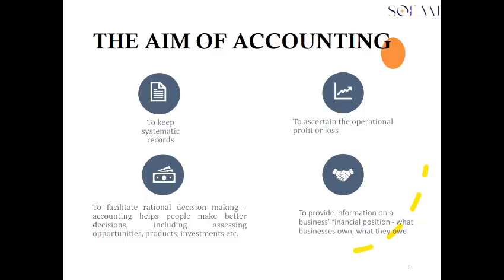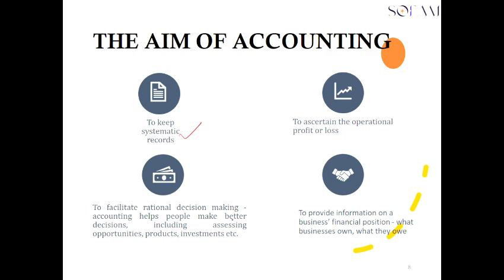Now, what is the aim of accounting? It's to help us keep systematic records. It's to help ascertain operational profit or loss. Of course, if you don't keep records, you may not be able to determine your profit or your loss.